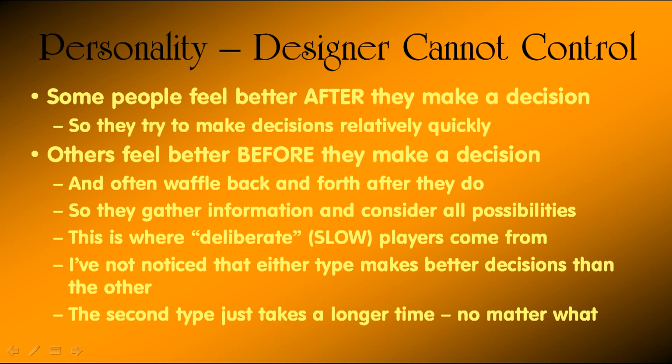This is where deliberate, quote-unquote, or just plain slow players come from. They're the second personality type. Now, I've not noticed that either type makes better decisions than the other, but the second type takes quite a bit longer.